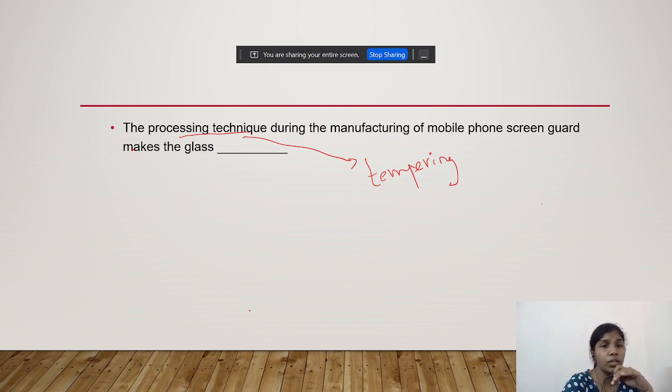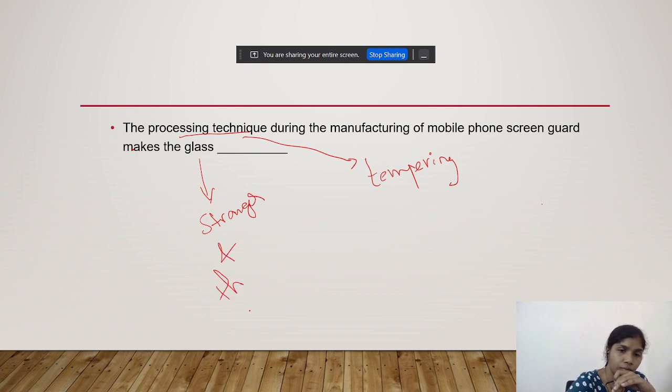What does the tempering do to this glass? It will make the glass stronger and thermal resistant. Okay, so this is the purpose of tempering.